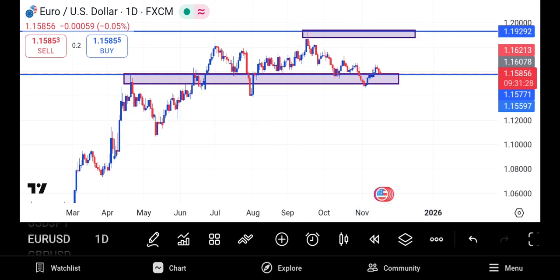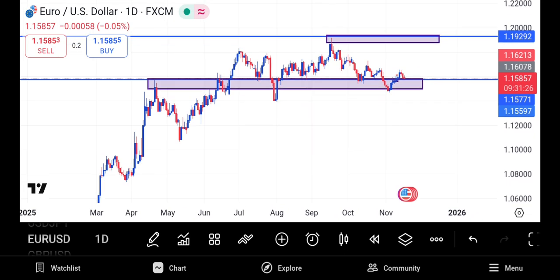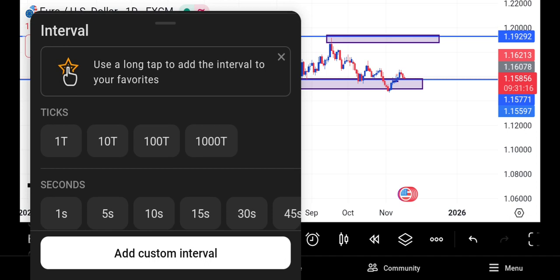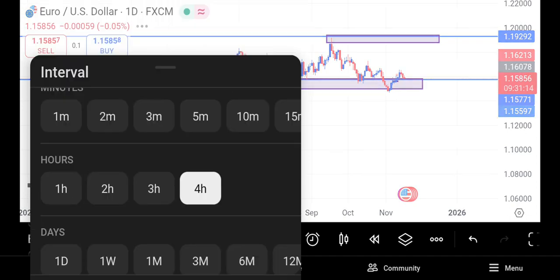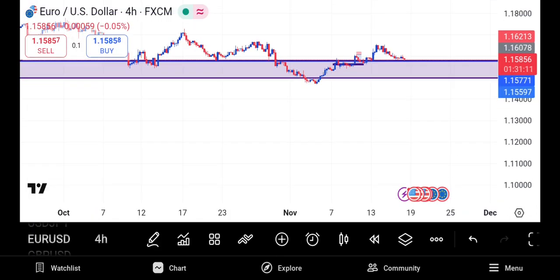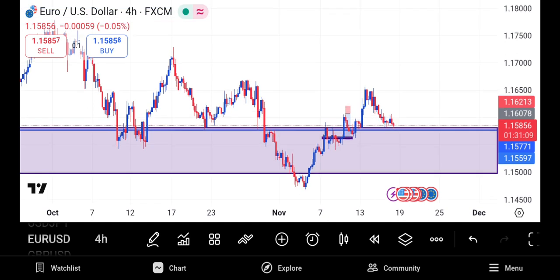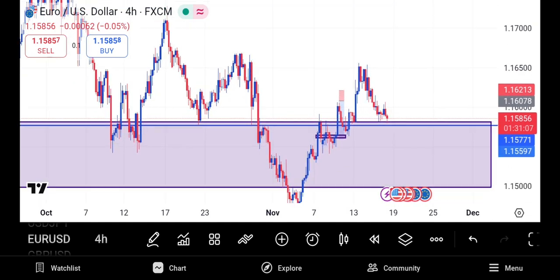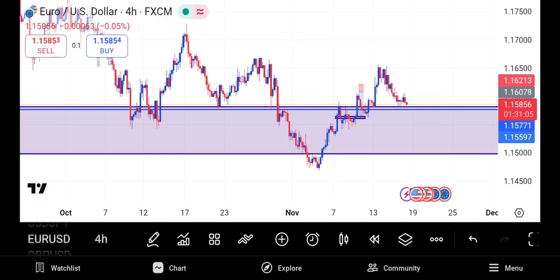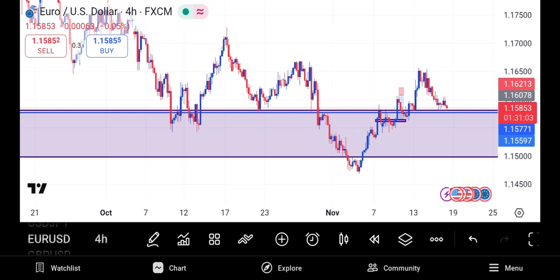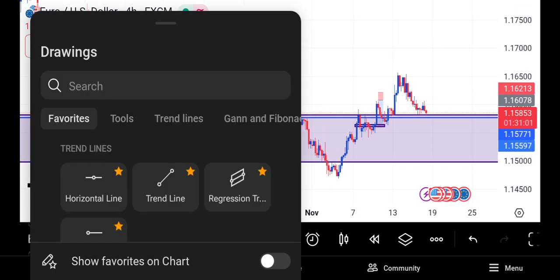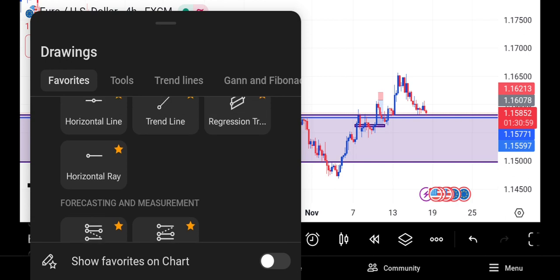So now that I've marked my highs and lows and I've placed my support and resistance, I'm gonna go down to the 4 hour time frame, right? So when we get on the 4 hour time frame, y'all can see that price has been respecting that support zone, right? And by this, what do I mean?